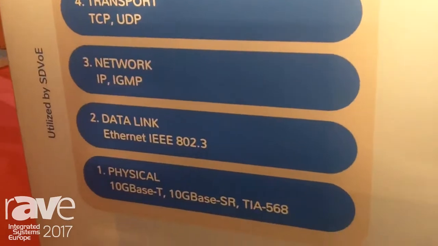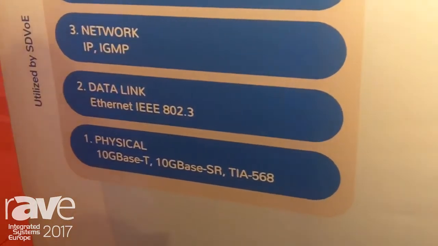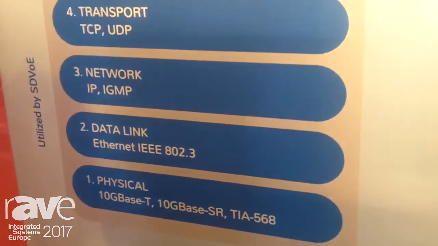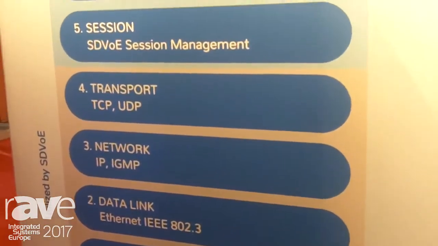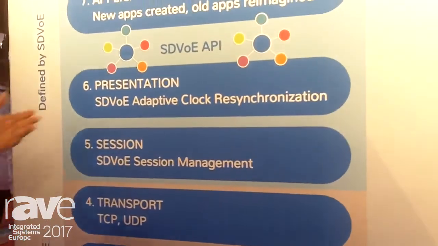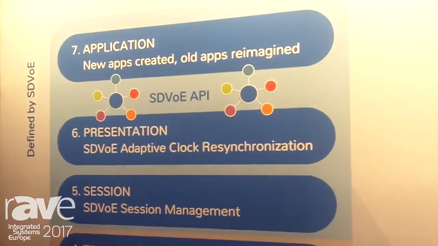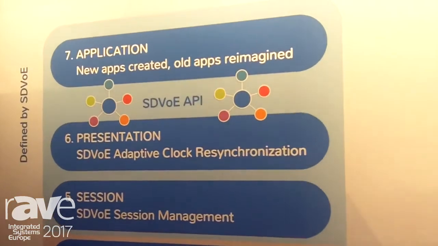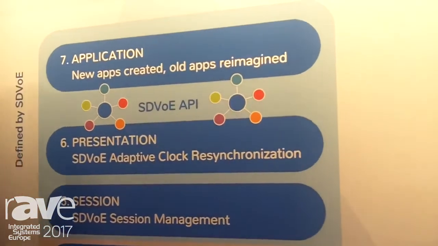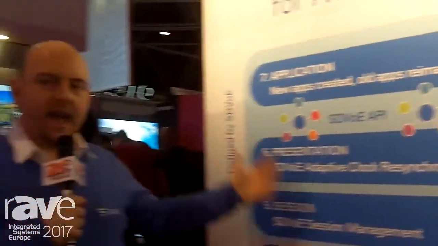It's above that in these upper layers where we need to create the kinds of software that can manage endpoint devices, discover them, that can translate AV signals into Ethernet signals and back through our adaptive clock resynchronization. And then at the top level, we provide the SDVoE API. That's the interface between software developers, manufacturers, integrators, and this impressive stack of technology below that actually does the heavy lifting.